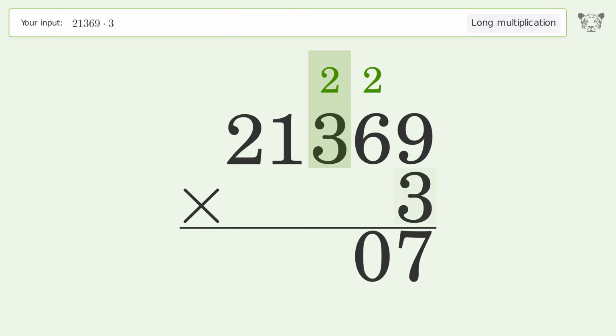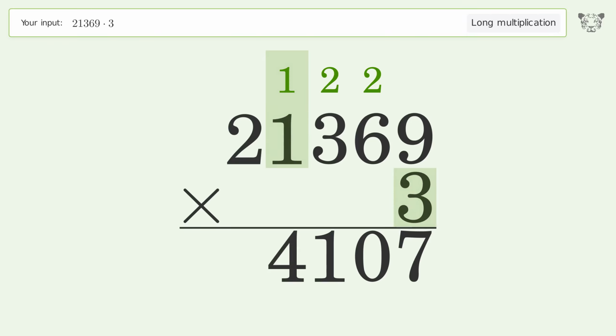2 plus 3 times 3 equals 11. Because the result is greater than 9, carry the 1 to the thousands place. 1 plus 1 times 3 equals 4. 2 times 3 equals 6. And so the final result is 64,107.